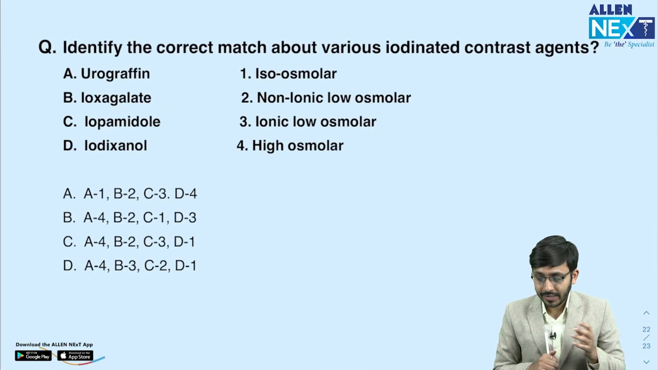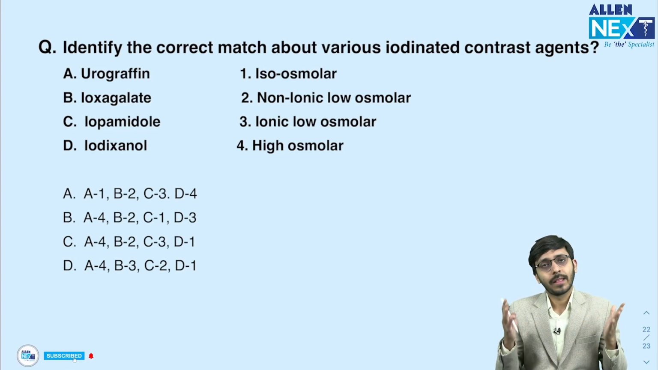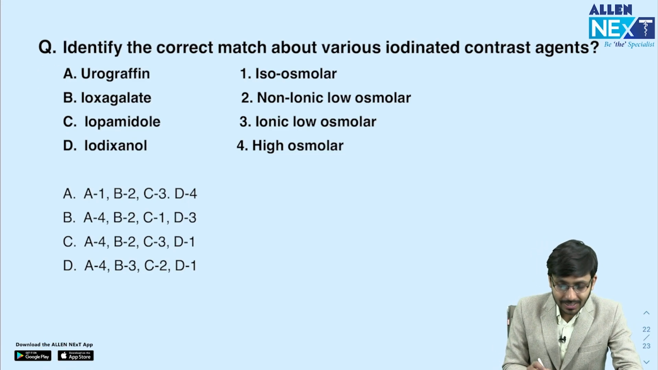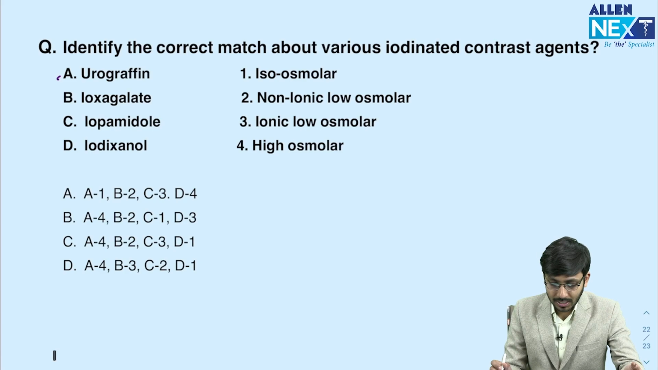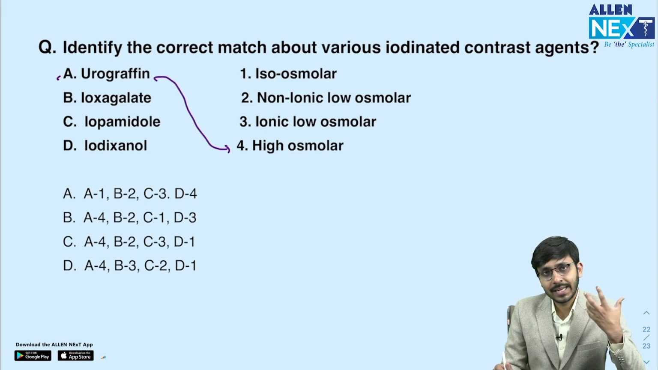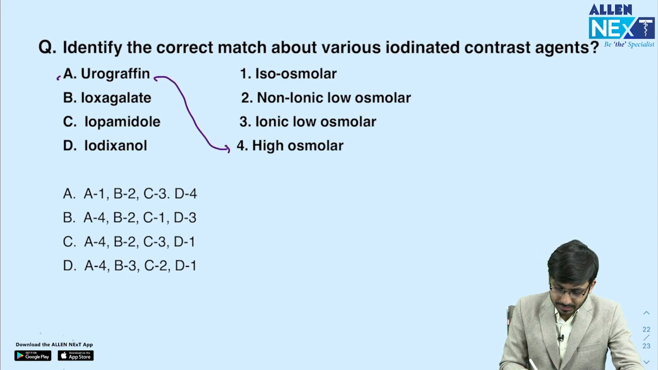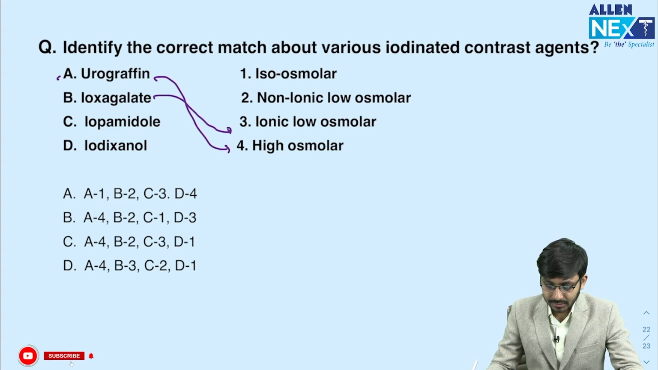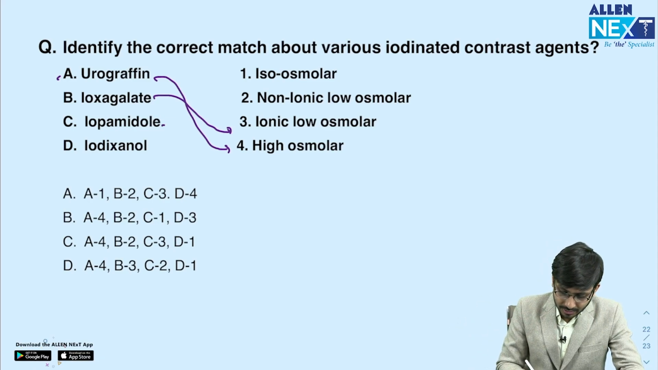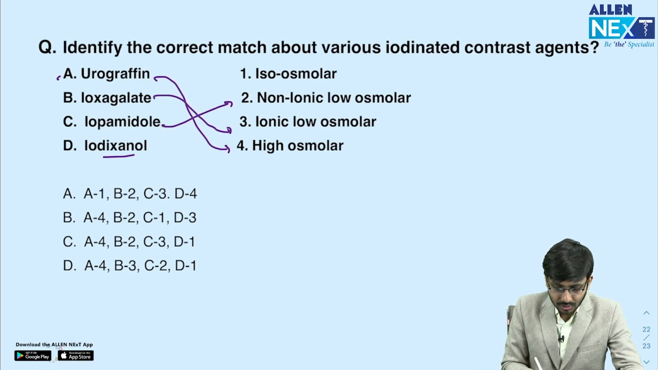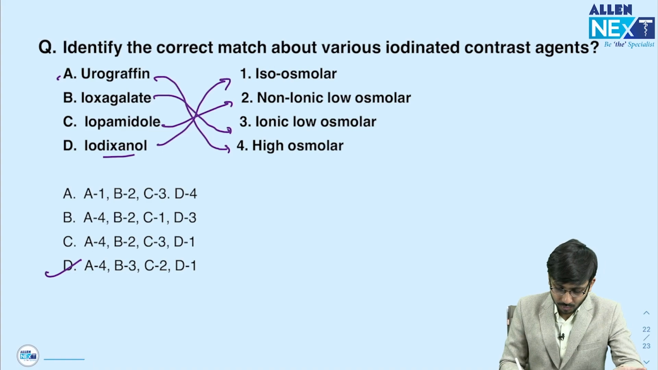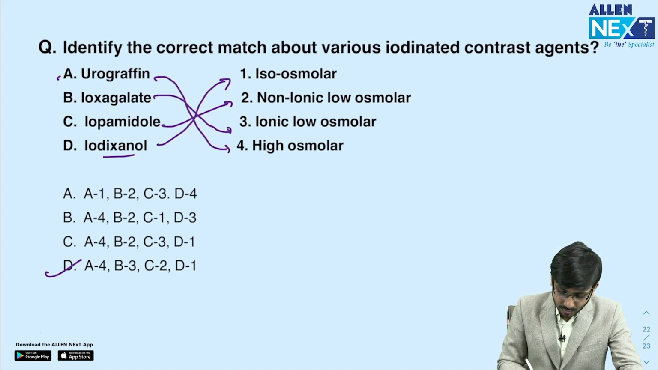Identify the correct match about various iodinated contrast agents. So again, a memorizing question, no greater concept here. So first, urographin is an ionic contrast media and it has high osmolality, so it is a high osmolar contrast agent. Then ioxaglate is again an ionic contrast agent, but it is a low osmolar contrast agent. So this is the third option. Now iopamidol is a non-ionic low osmolar contrast agent, and iodixanol is an iso-osmolar contrast agent. So the answer typically here would be D. So A4, B3, C2 and D1.